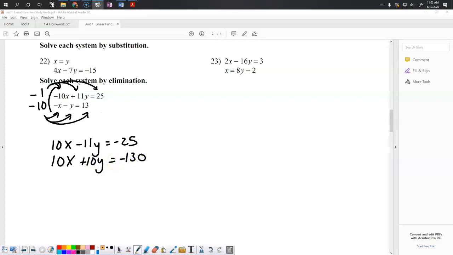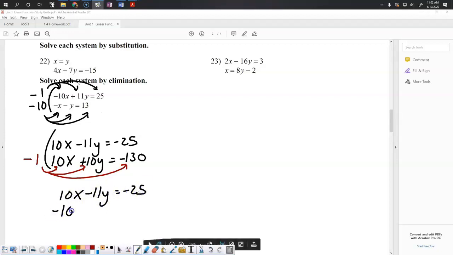The next thing we're going to do is, now that we've got those x's to have the same number, now we're going to get them to be opposite signs. So I'm going to distribute a -1 on the bottom, causing all the numbers on the bottom to change their signs. So the top equation will be staying the same. The bottom is going to become -10x minus 10y equals positive 130. So now that we've got them to be the same number but opposite signs, we can add the equations together.